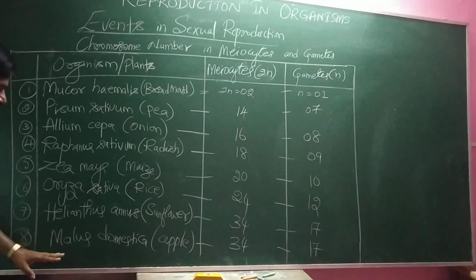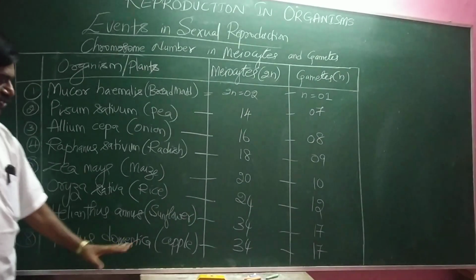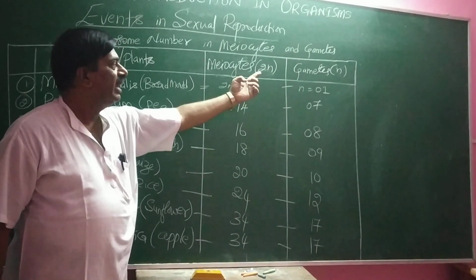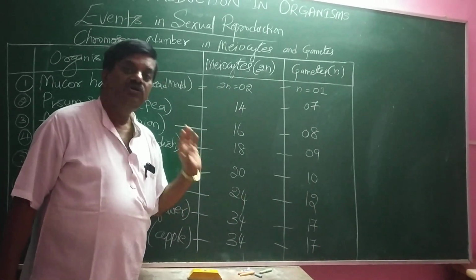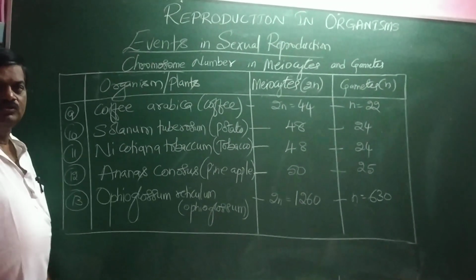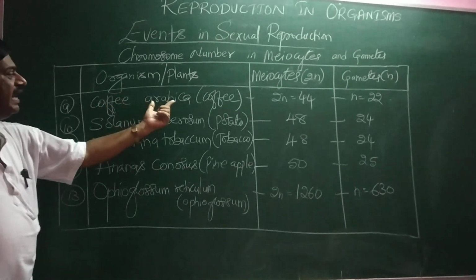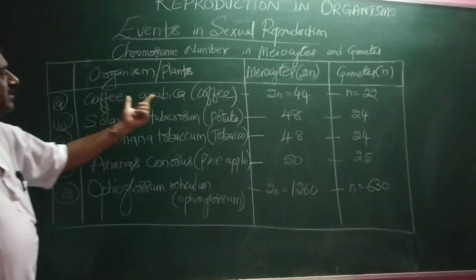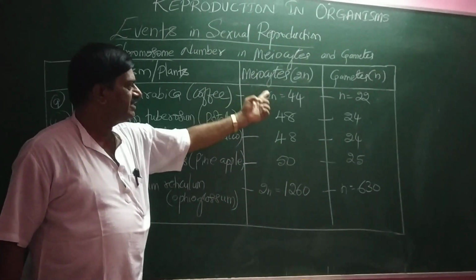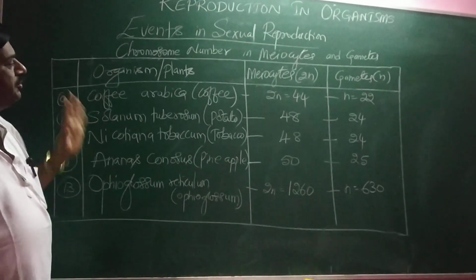Whereas in the other one, Malus domestica, commonly called apple plant, the chromosome number in the meiocyte is 2n is equal to 34 and in the gametes n is equal to 17. We'll go for some more plant examples. Coffea arabica, commonly called coffee. The chromosome number, the meiocyte number, 2n is equal to 44 and the gamete n is equal to 22.